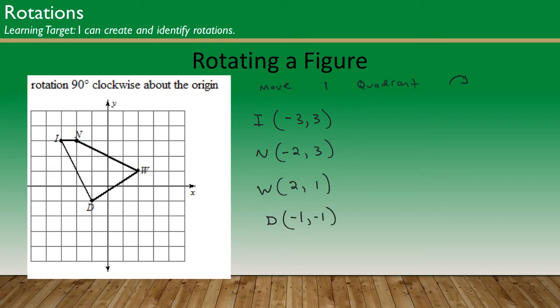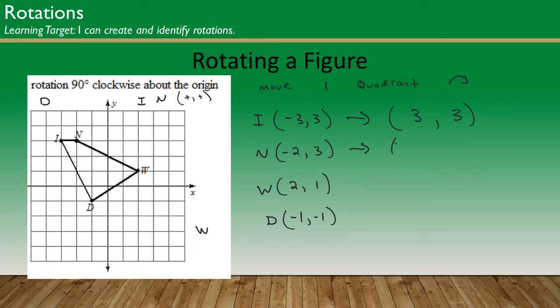Okay, so if I move each of these clockwise 90 degrees, that means that I and N are going to go in this quadrant. W will move to this quadrant, and D is actually going to move to this quadrant. Everything moves one quadrant. And to rotate 90 degrees, we're going to swap X and Y. Since both of these are 3's, it really doesn't matter. Since I is in this quadrant, we're both going to be positive. So 3, 3 is the point.